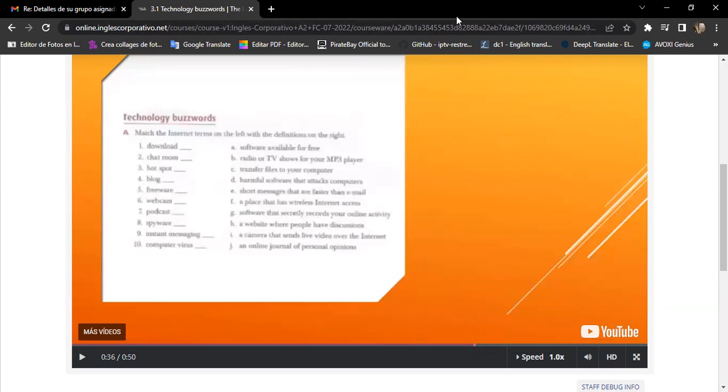Okay, podcast. What is a podcast? Radio or TV shows for your MP3 player. Yeah, it's a radio or a TV show. Good. Spyware? Software that secretly records your online activity. Letter G. Yes. Next we have instant messaging. It is the short message that is faster than email. Good. Computer virus. Software that attacks computers. Okay, good.